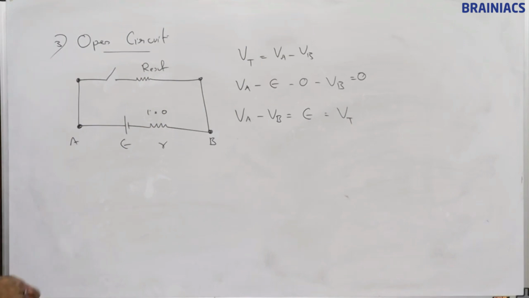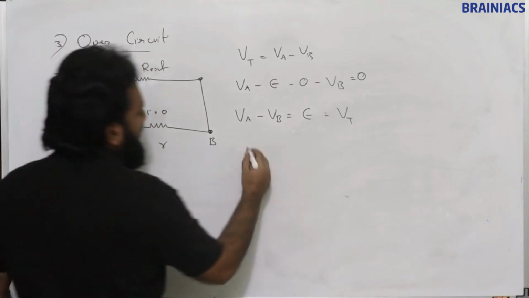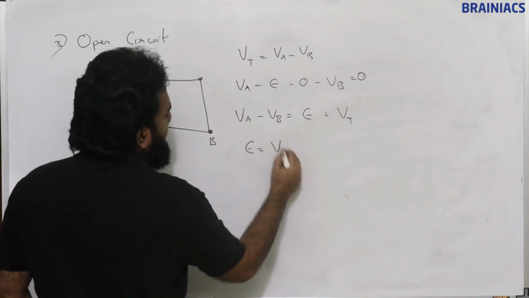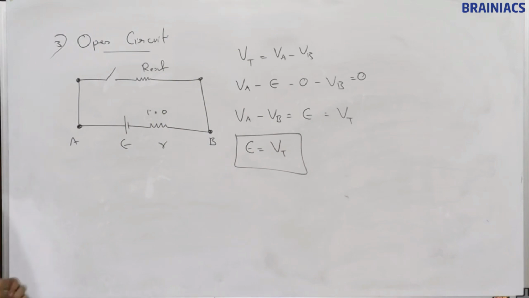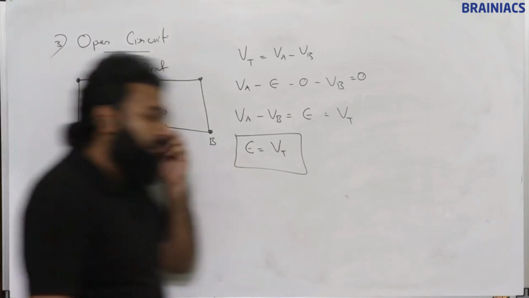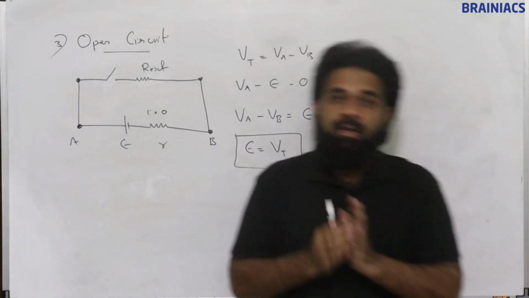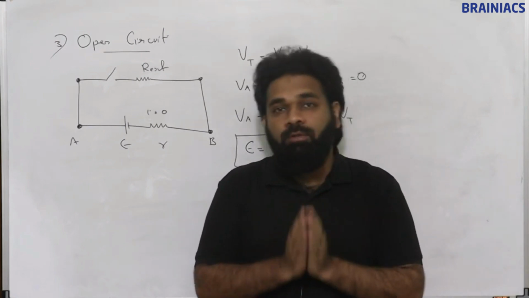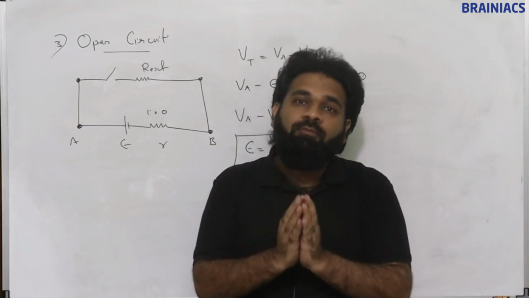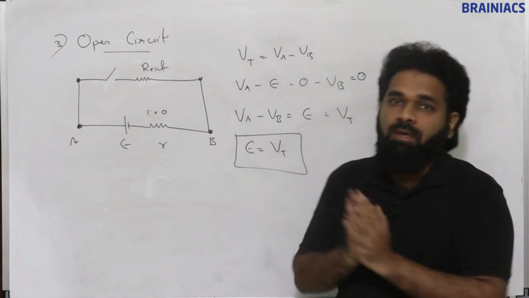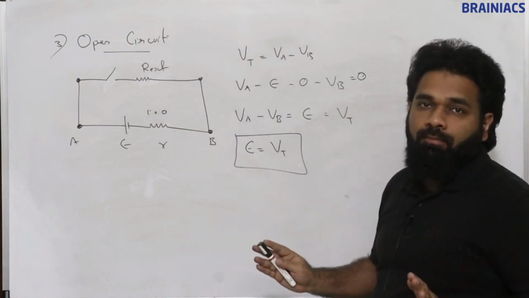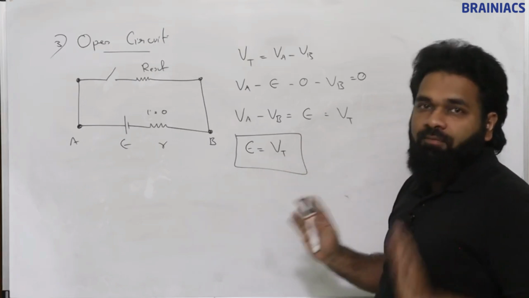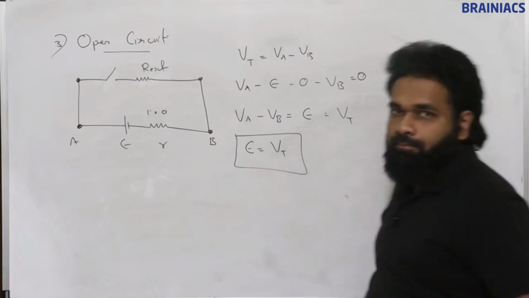So here in open circuit we have EMF the same as the terminal potential difference, when no current is flowing. Actually, EMF is the potential difference across the terminals when no current is flowing. That was the definition we have seen. Same thing. Clear?